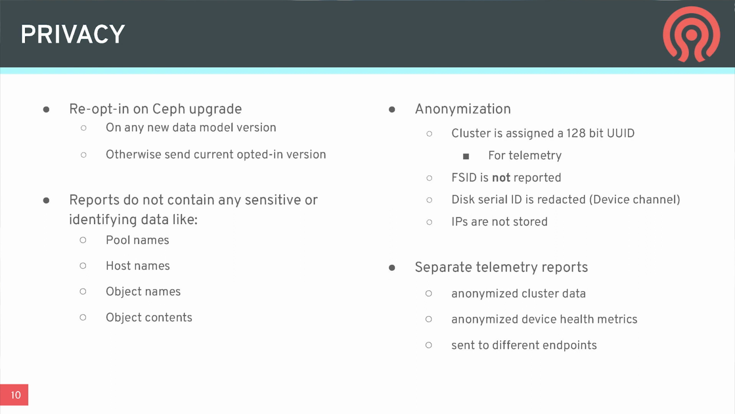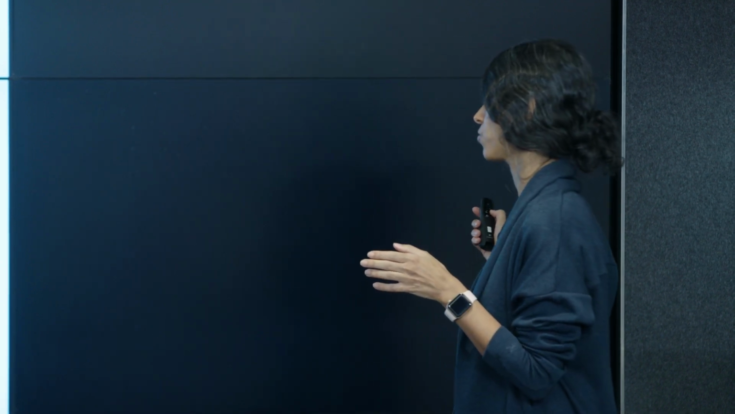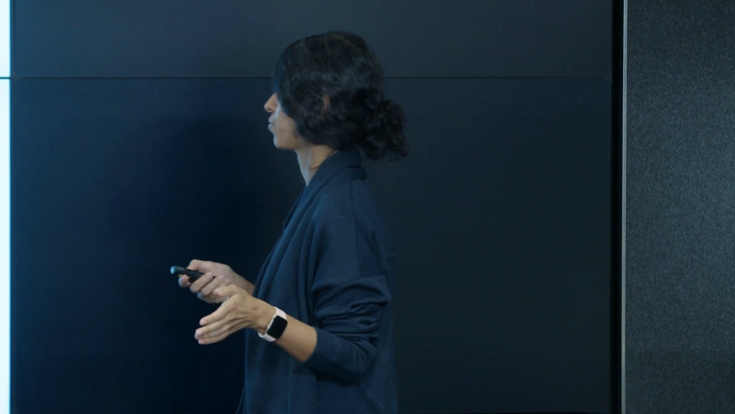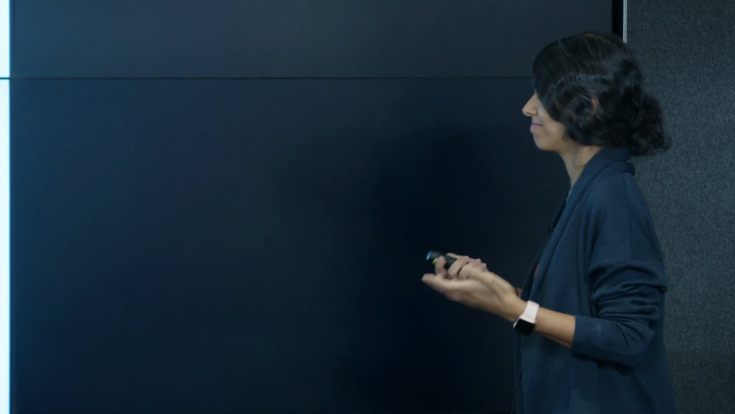We also anonymize the reports. So each cluster is assigned a random UUID, which is specific for telemetry. The FSID is not reported in telemetry. And we also redact the disk serial number, and we never ever store IPs. We took an additional step to enhance privacy by separating telemetry reports into 2 different endpoints. So one is dedicated for the anonymized cluster data, and the other is for the anonymized device health metrics. So this allows even more privacy.